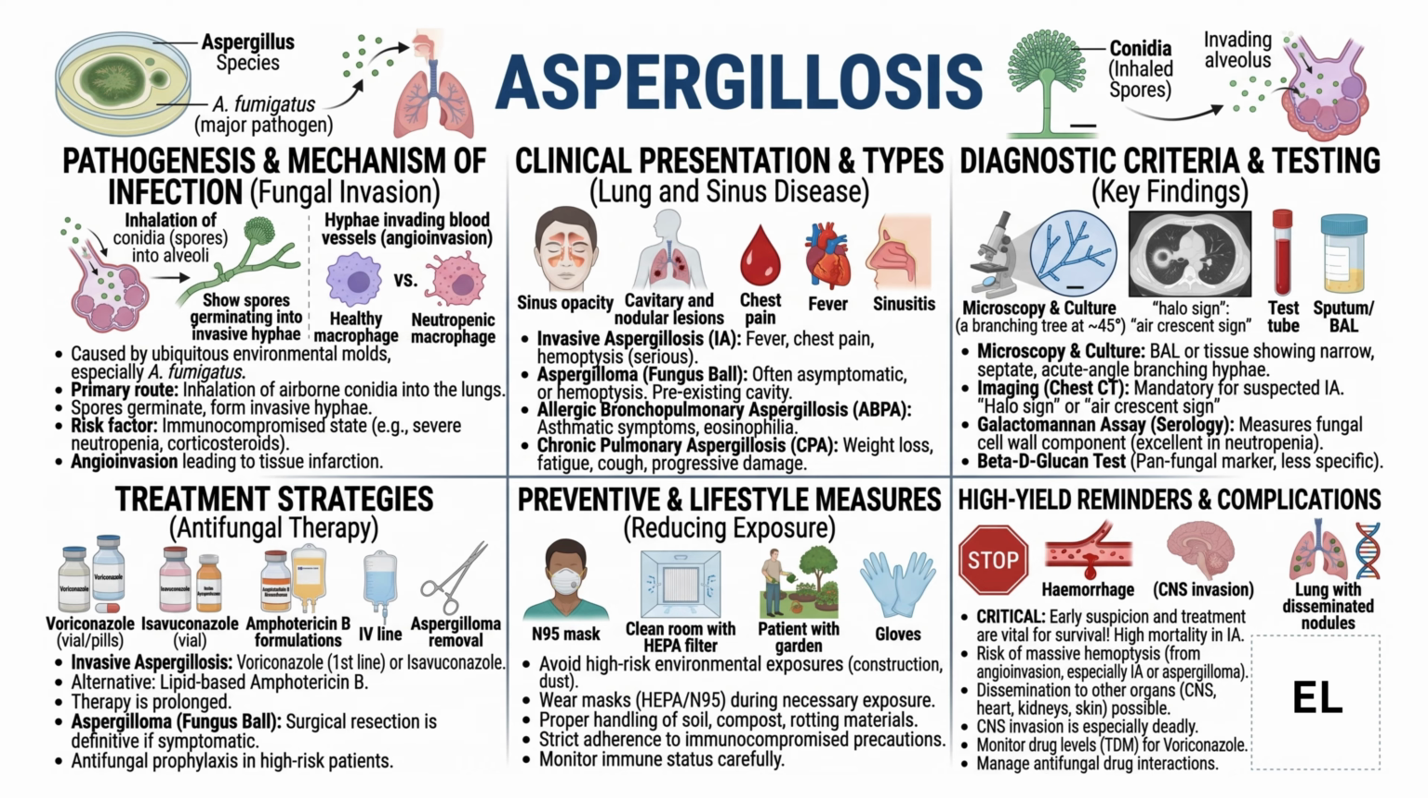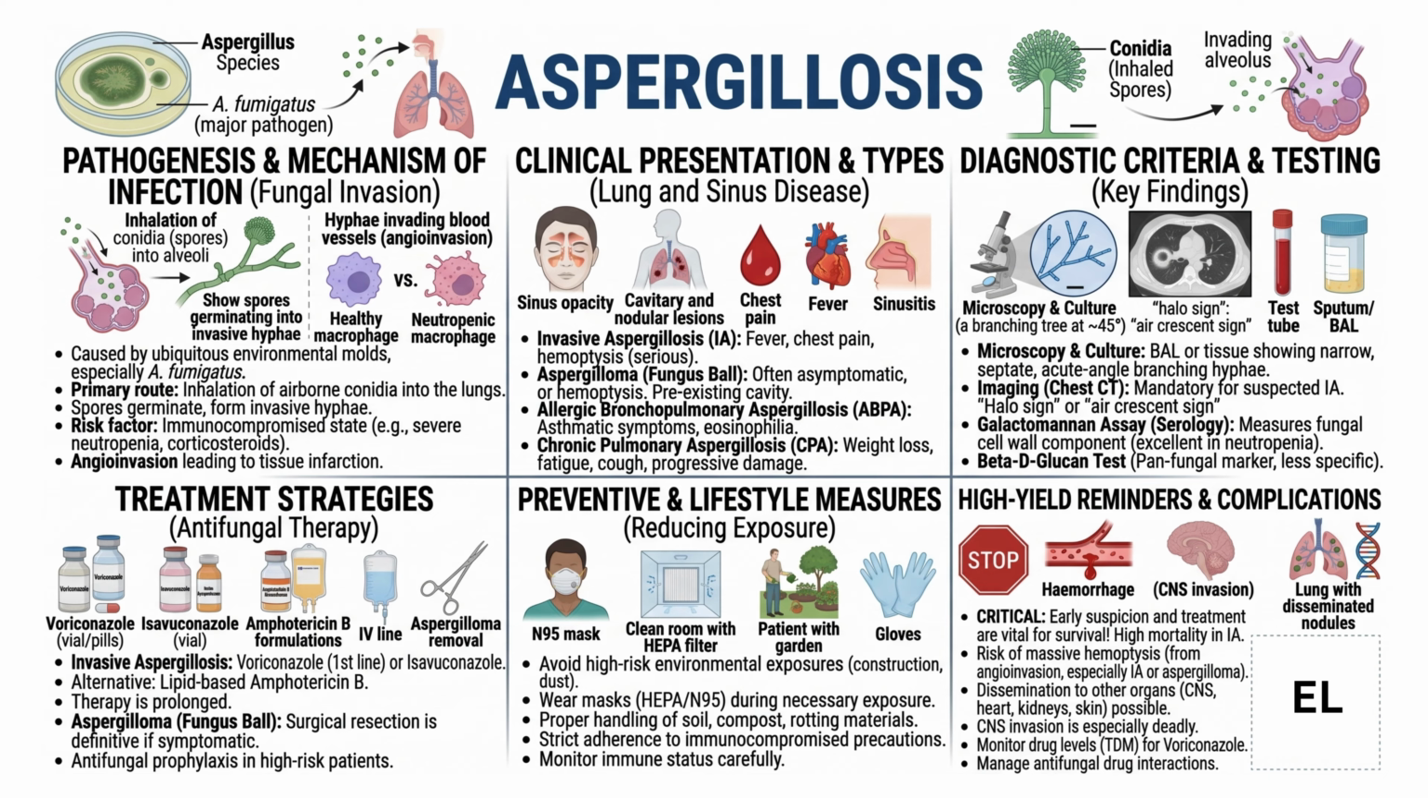Another important test is the Galactomannan assay, a blood test that detects a component of the Aspergillus cell wall. This test is especially useful in neutropenic patients and can help in early diagnosis. Additionally, the beta-D-glucan test may be positive. However, it is a panfungal marker, meaning it is not specific for Aspergillus. So remember: microscopy shows branching hyphae, CT shows halo or air crescent signs, Galactomannan helps confirm diagnosis.